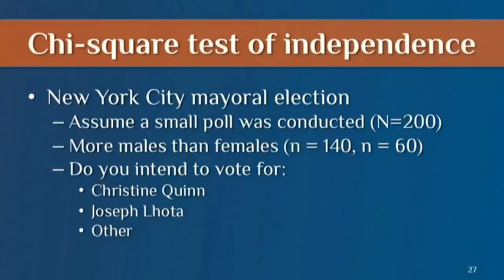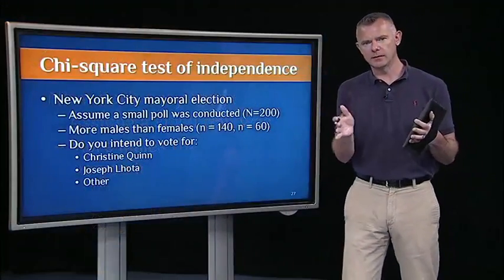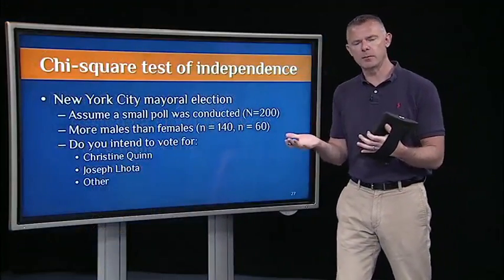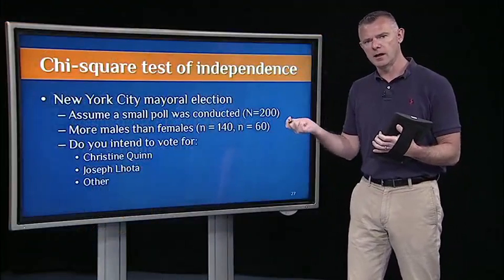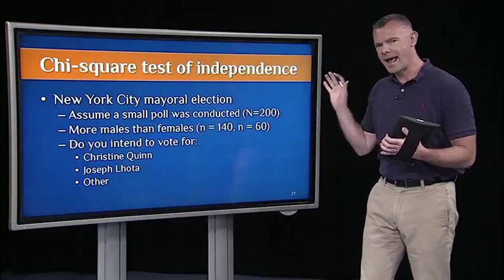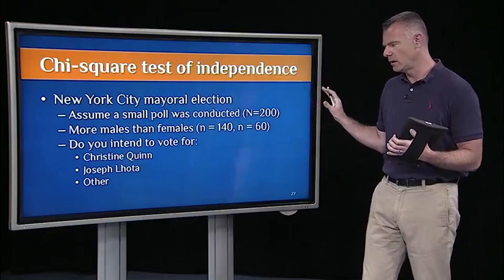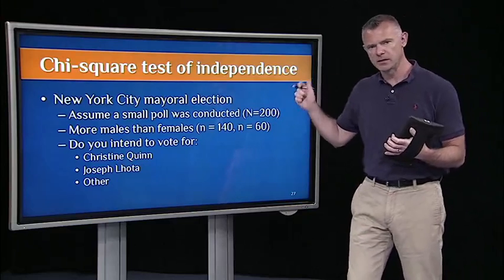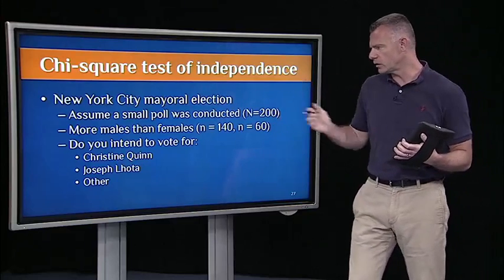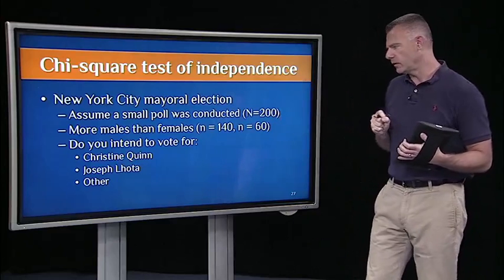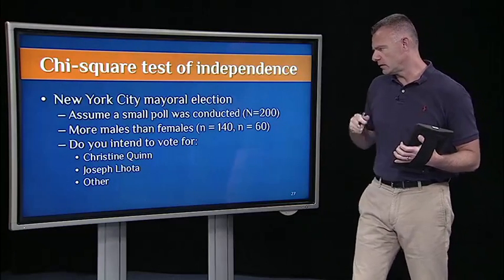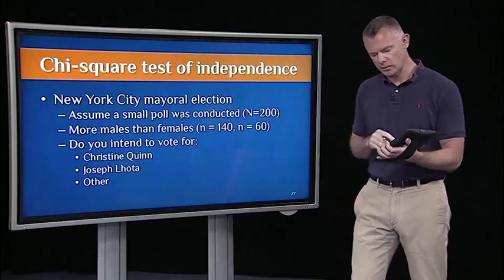That's considered small. And just to make this interesting and to show you how the chi-square test of independence works, we'll look at a poll that has more males than females. I did this on purpose just so we can see a little bit more about how this test of independence works and make you think about the contingency table. Again, we're just going to look at whether the likely voter is intending to vote for Quinn, Loda, or some other candidate.